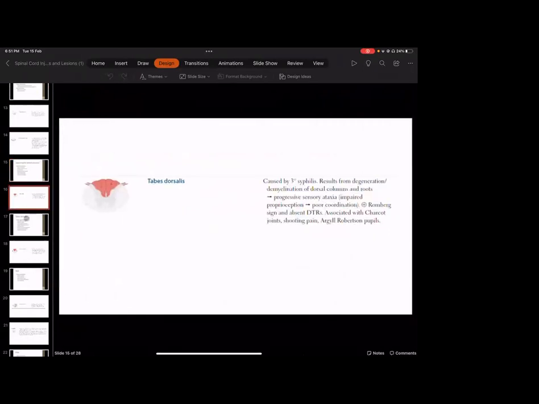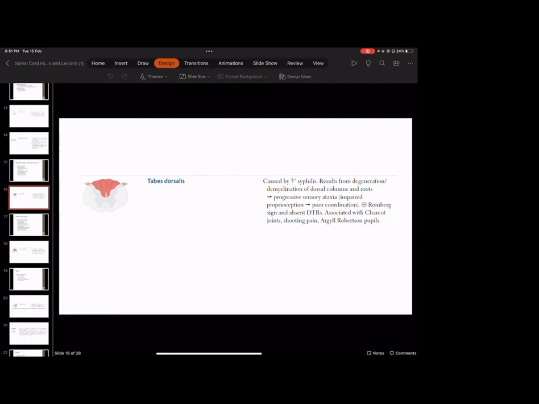Okay, tabes dorsalis. I don't know if you guys have taken syphilis yet. There's primary syphilis, which begins with something called the chancre, and then it becomes secondary syphilis, which stays there for a while and nothing happens to the person. And then tertiary syphilis is this, which is a neurodegenerative type of disease. What it affects is the dorsal columns and also the dorsal root. So when the dorsal column is affected, everything else is normal. What's going to happen is that you're going to have certain types of sensory loss.